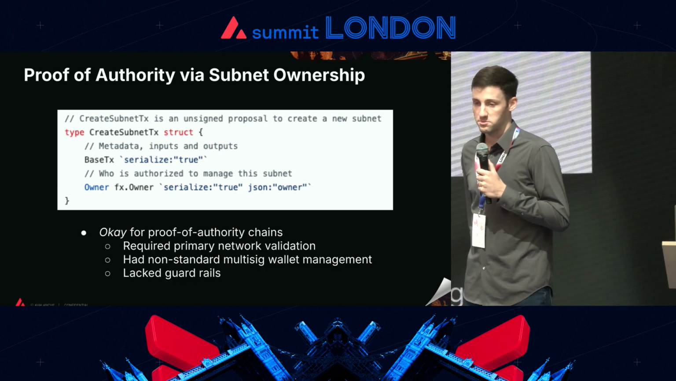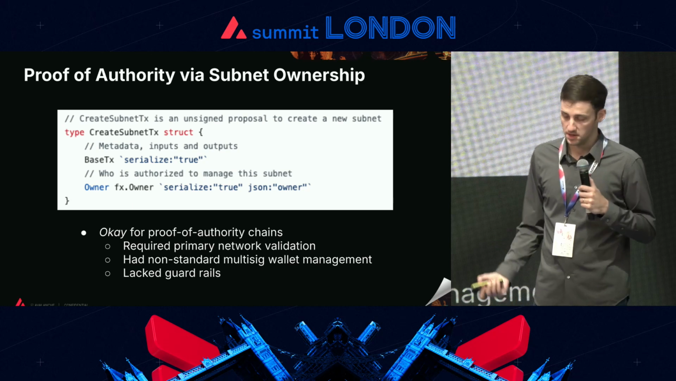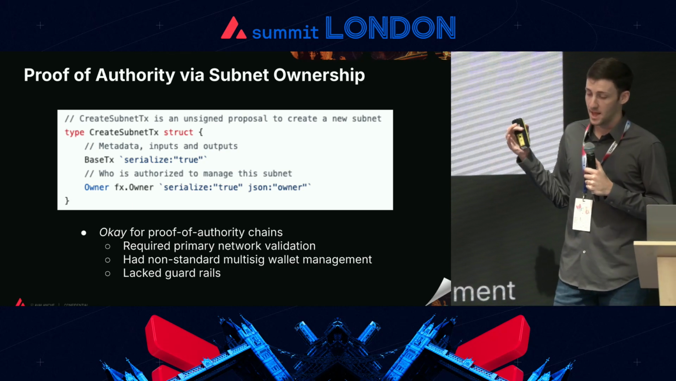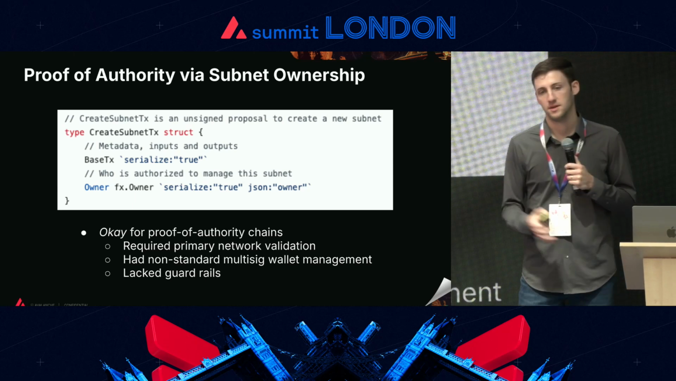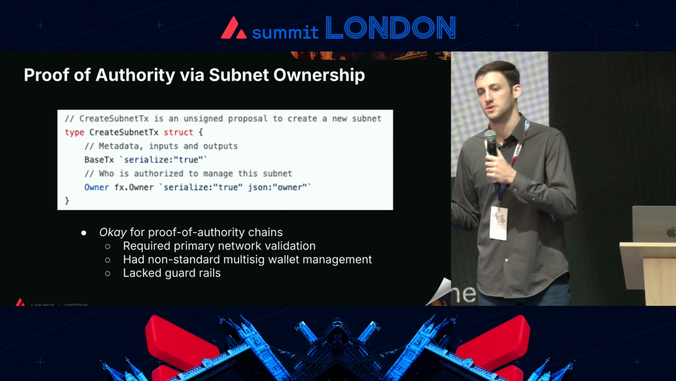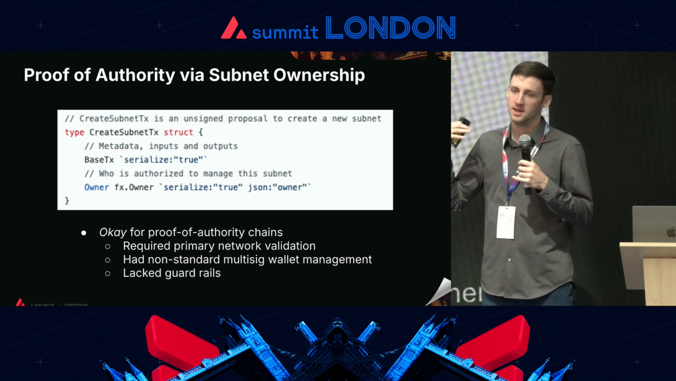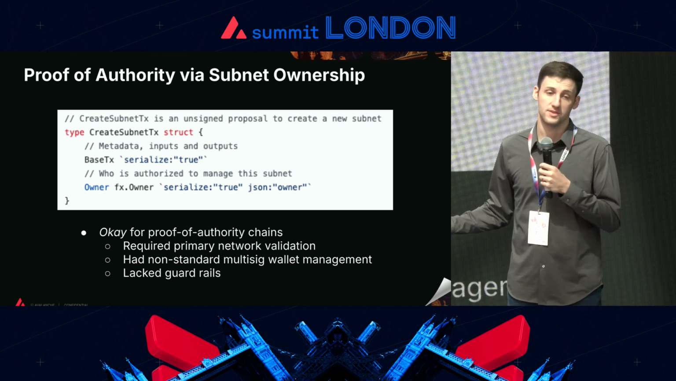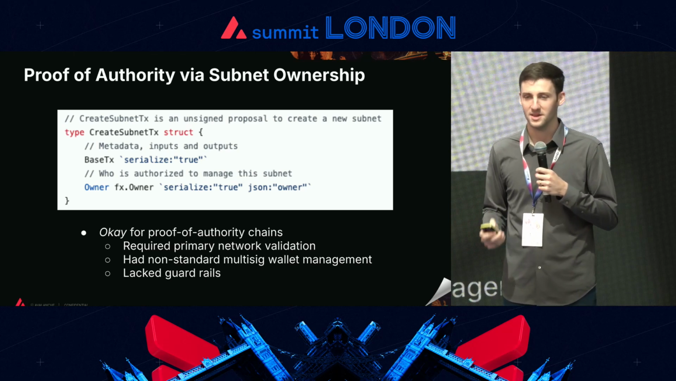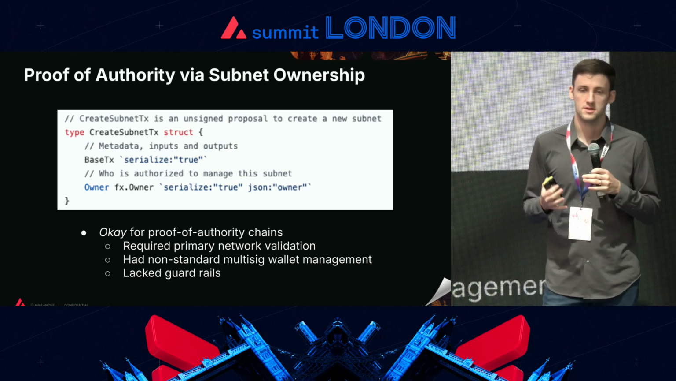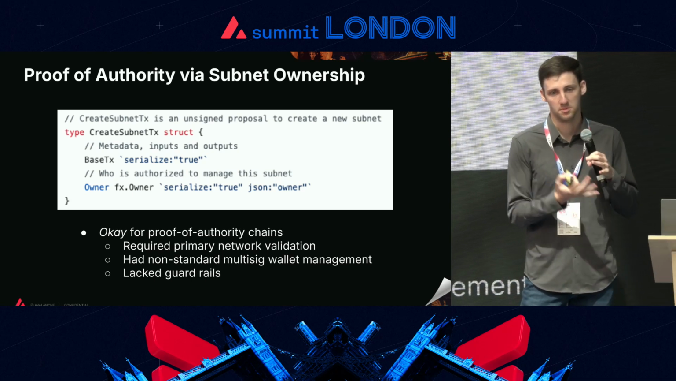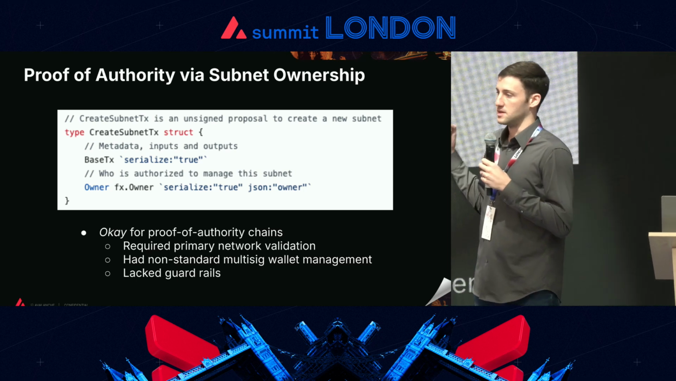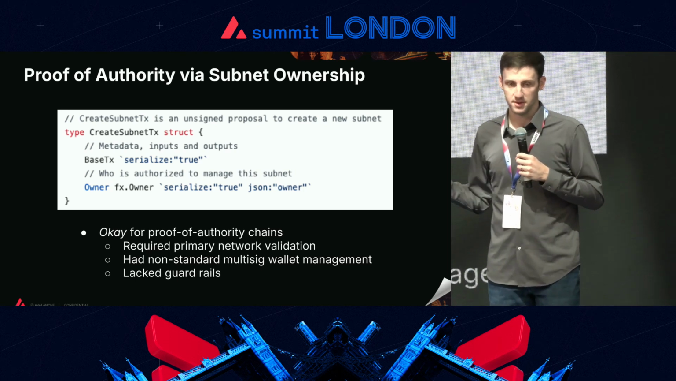This worked okay for proof of authority chains because it's really just a traditional multi-signature setup. However, it still required those subnet validators to be primary network validators, which required them to stake 2,000 AVAX, a very high upfront cost. It was also not a standard multi-sig wallet management because it's on the P-chain using the P-chain's virtual machine, the platform VM, rather than the EVM where you have multi-sig tools such as Safe and whatnot.